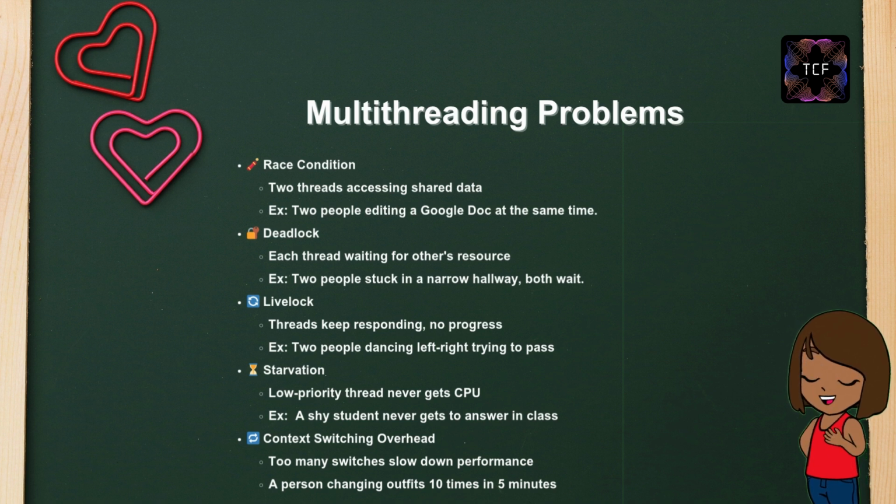Deadlock. A situation where two or more threads are waiting on each other to release resources, causing all of them to get stuck. How to fix? Avoid circular wait, and acquire locks in a fixed global order.